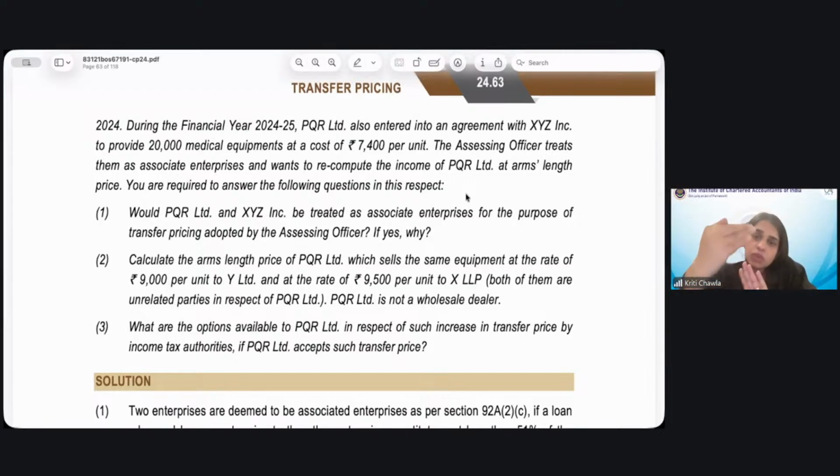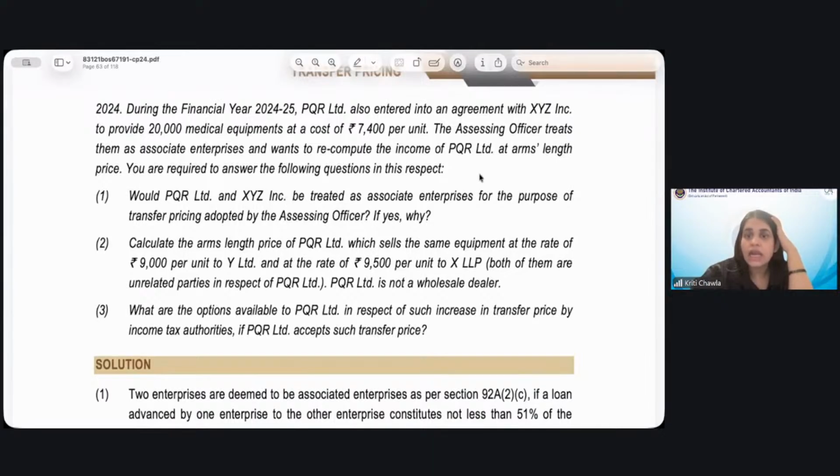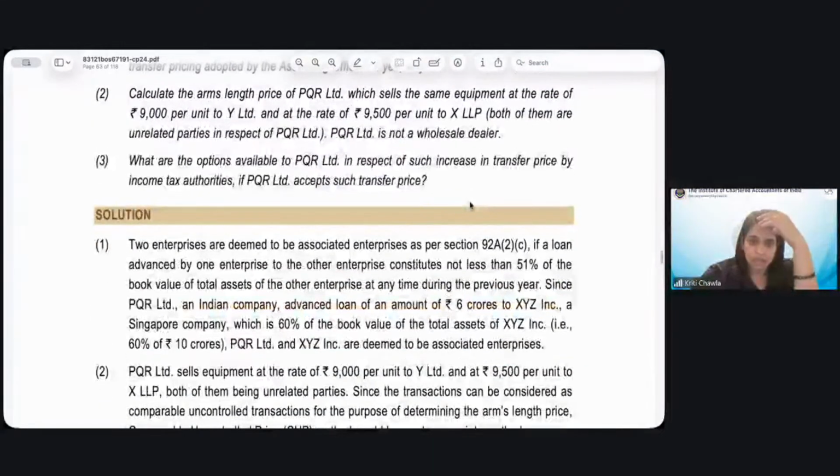So what you have to do in this particular question is go step by step. This is exactly what we were discussing. The first thing is, for transfer pricing to be applicable, whether the entities are associated. Second, if yes, you have to compute the arm's length price. And third, you have to look into secondary adjustment issues. So the first thing is, do you think PQR Limited and XYZ Incorporation can be treated as associated enterprises?